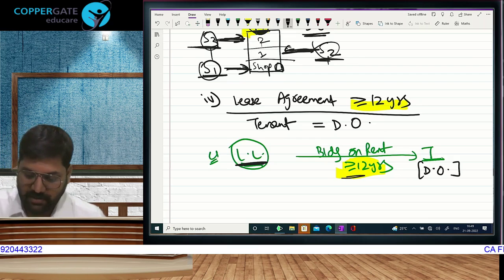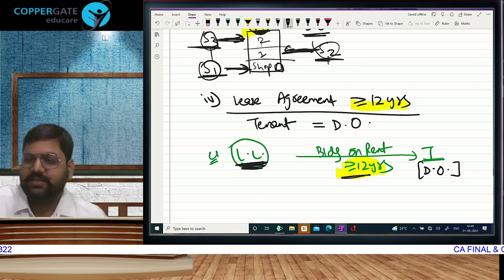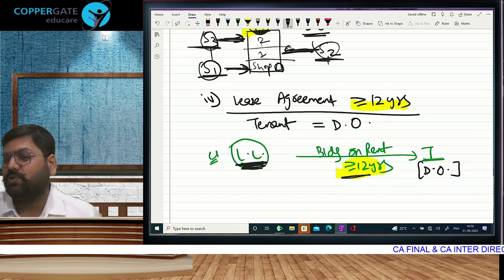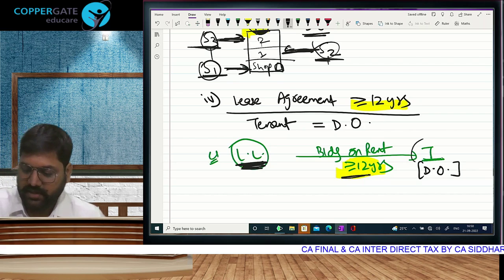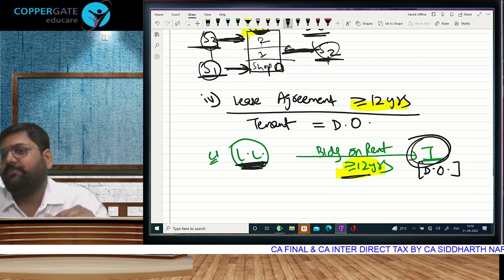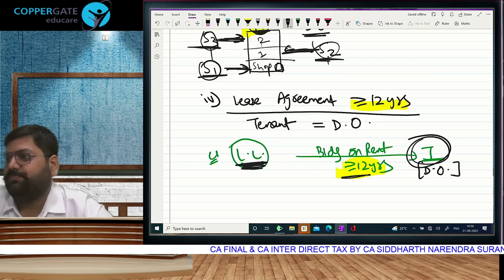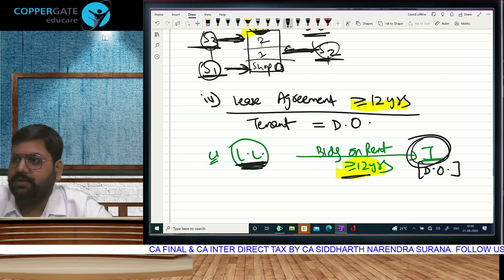It's massive. And income tax believes that this guy will not be able to exercise control over this property. And thus what will it do? The tenant will be deemed to be owner for tax purposes also. The tenant will be deemed to be owner.